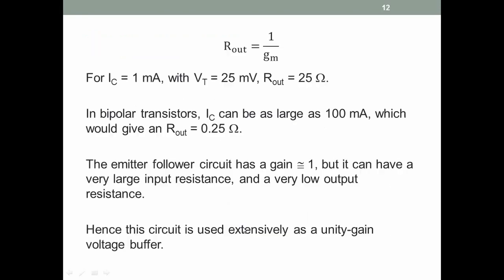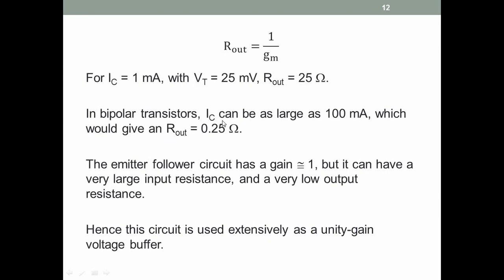Now if you put numbers, so let's remember this expression, R out of the emitter follower is about 1 by Gm. If IC is 1 milliamp and Vt is 25 millivolts, then R out is Vt over IC, it is 25 ohms. 25 ohms is a rather small resistance. Now in bipolar transistors, it is possible, not easy, but it is possible to get IC to be as large as 100 milliamps, which will make an R out of 0.25 ohms, which is a really small number.